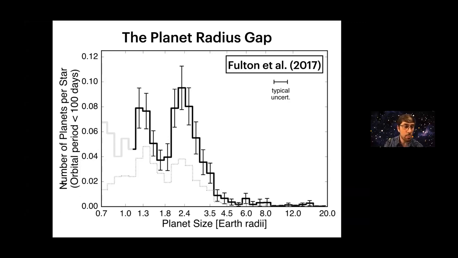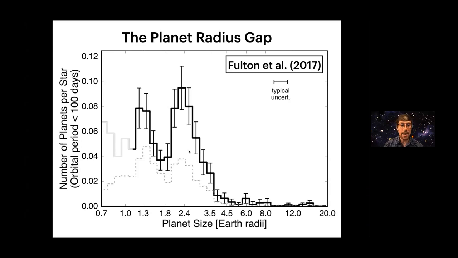So here's a plot from Fulton et al. 2017 showing the number of planets per star on the y-axis, or occurrence rate, versus planet size on the x-axis. What's immediately apparent here is that there is a gap in the distribution of small exoplanets, separating the super-Earths down here at about 1.3 or so Earth radii from the sub-Neptunes up at about 2.4 Earth radii. And the resolution of this gap was made possible thanks to the very precise stellar properties of the California Kepler Survey.